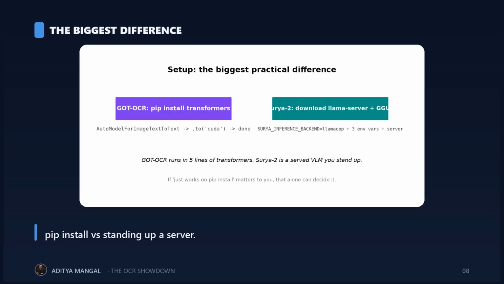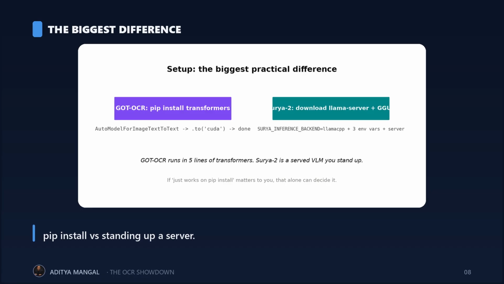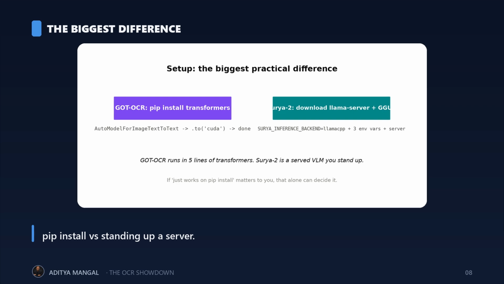On setup, they differ too. GOT-OCR is a straightforward transformers model, loaded as an image text-to-text model, and you call generate. Surya-2, as we saw, is a served model that runs through the llama.cpp backend and needs its environment wired up. So GOT is the simpler one to stand up, fewer moving parts, while Surya asks for a bit more plumbing in exchange for its richer output.